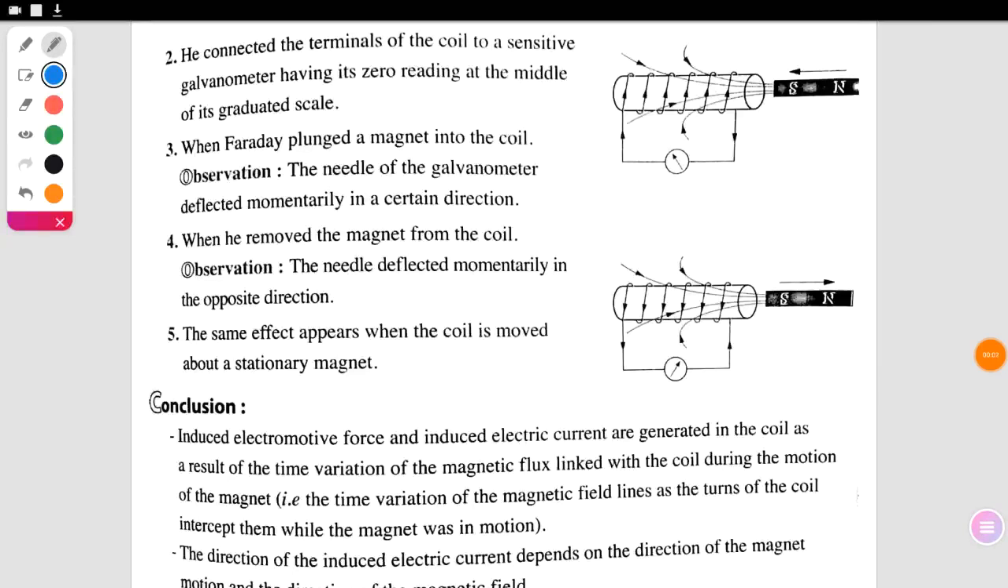Good morning, my students, and welcome to physics. We are going to study now Faraday's law and electromagnetic induction.